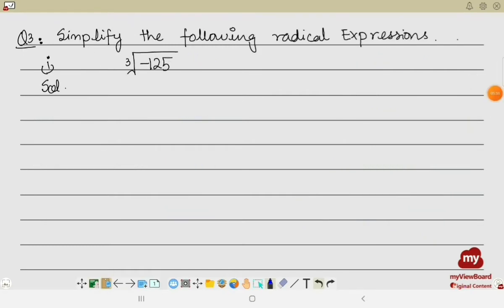Okay, now we will be solving question number 3. Simplify the following radical expression. The first part is cube root of minus 125.